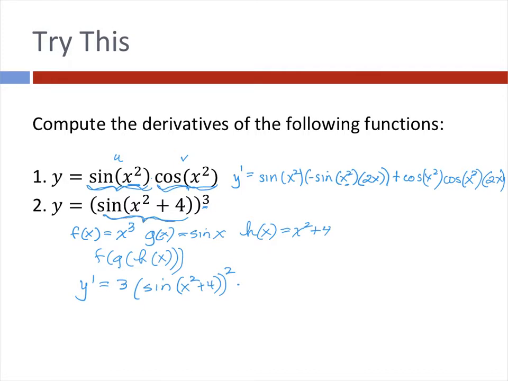And when we take the derivative of the inside, note that this is also a composite, so then we have to say this is the cosine, and we leave this innermost part alone, x squared plus 4. And then we multiply by the derivative of the very inside, so that's just 2x.